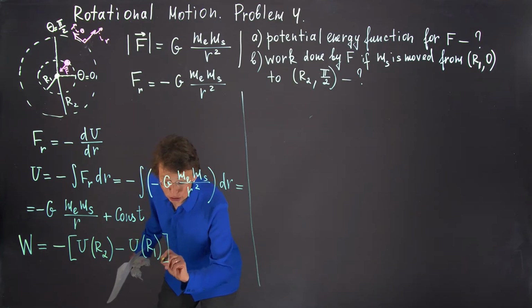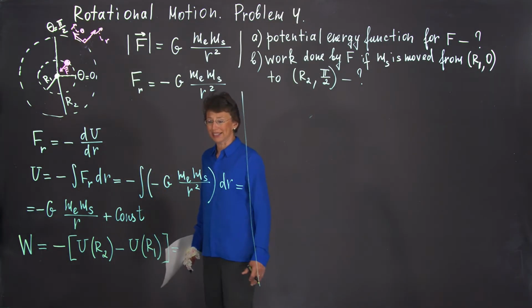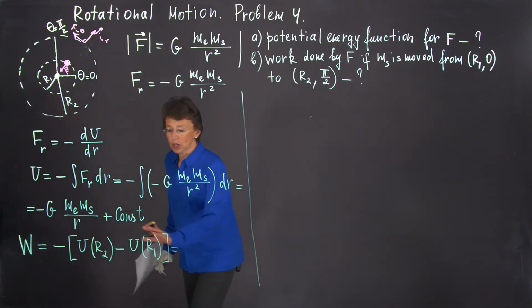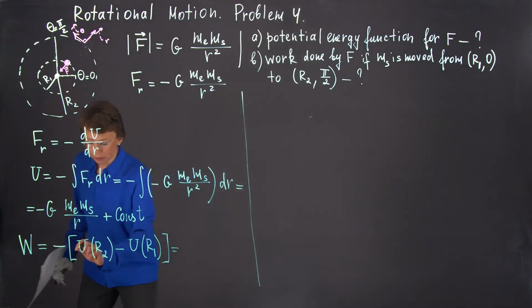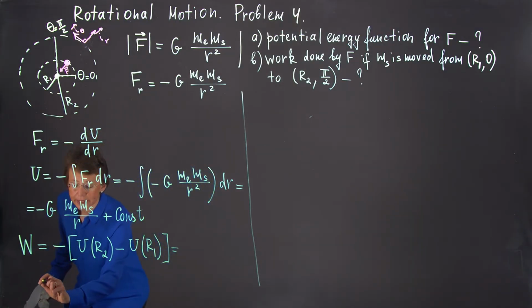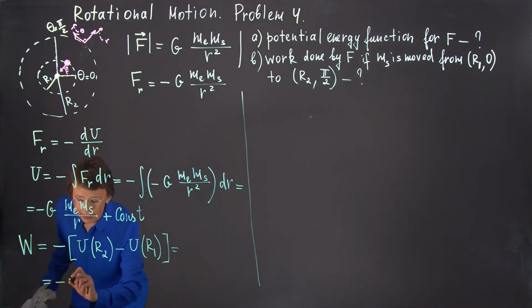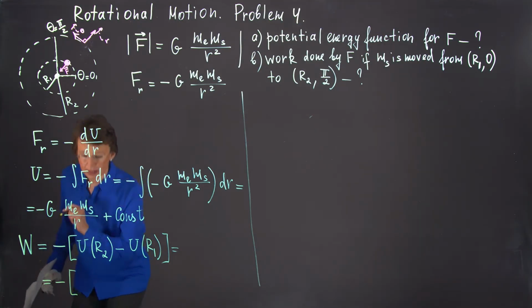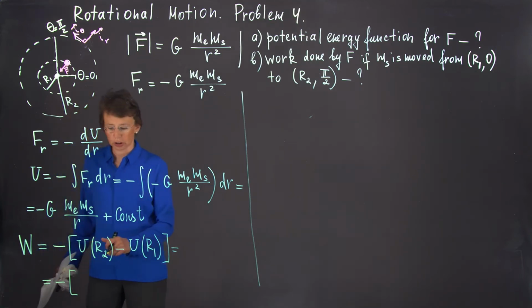Okay, I already know my potential energy function. I already calculated it. All I need to do is find it at R2 and at R1. If I write it here, can you see it? I think yes. So minus, I open the brackets. This minus comes from the definition of the potential energy function.